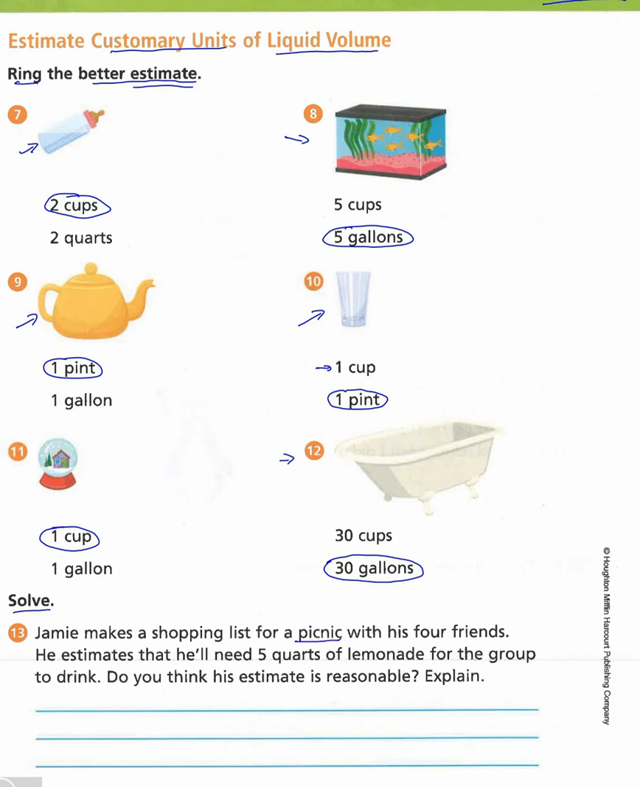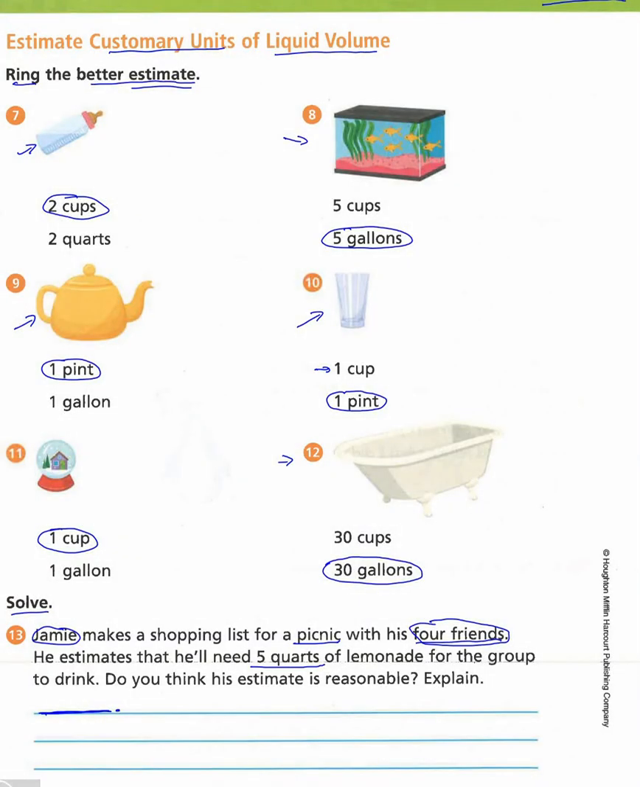They're going to go on a picnic with his 4 friends. So there's actually going to be 5 of them, right? Because it's Jamie and his 4 friends. So we have 5 people. And he says that he thinks that he'll need 5 quarts of lemonade for the group to drink. Do you think his estimate is reasonable? So you're going to start off by saying yes or no, period, and then explain why you think it is reasonable. All right. And then go ahead, pause the video, and when you're ready to go on, start back up. All right. And when you're ready, let's go on to the next page.